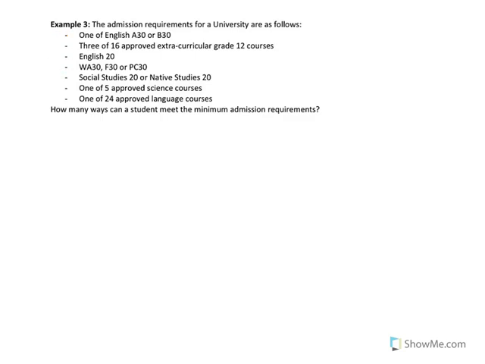So let's do English first. You can have English A or you can have English B. So we have two things and you can choose one of them. So to choose one is 2. We can do our extracurricular. And we have 16 courses and we need 3 of them. So we're going to go 16, choose 3, type that into our calculator, and there's 560.